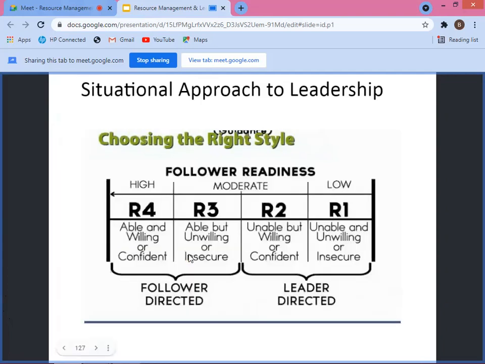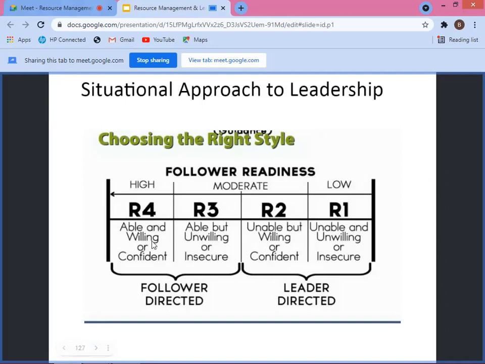Okay, follower readiness: R1 low, R2 moderate, R3 moderate, R4 high. R1 is unable and unwilling or insecure. R2 is unable but willing or confident. R3 is able but unwilling or insecure. R4 is able, willing and confident.